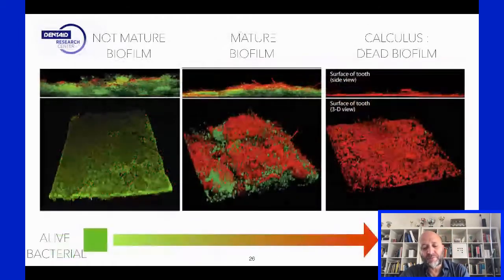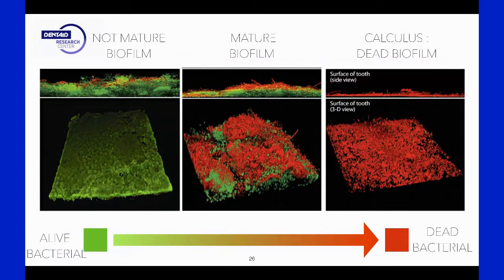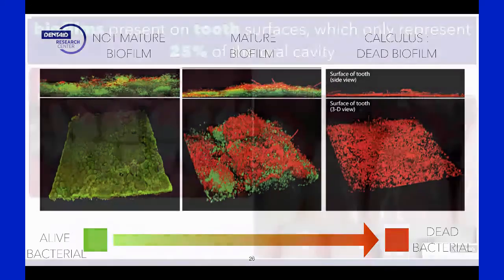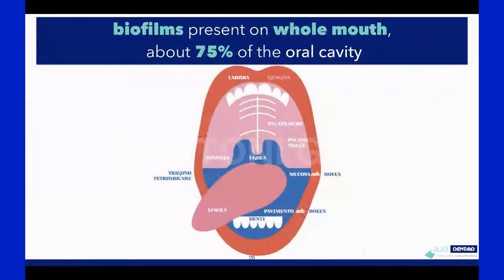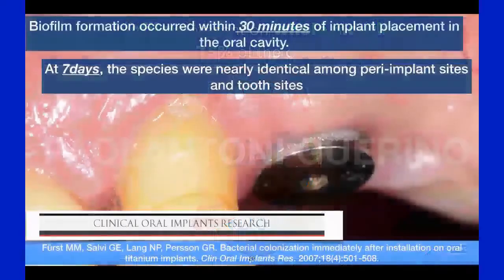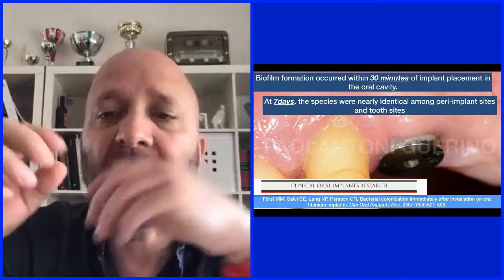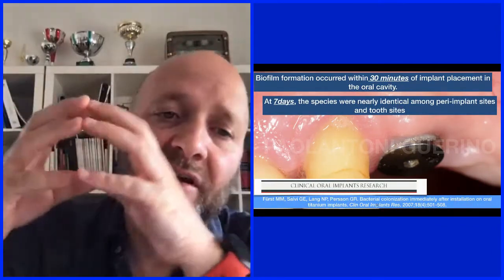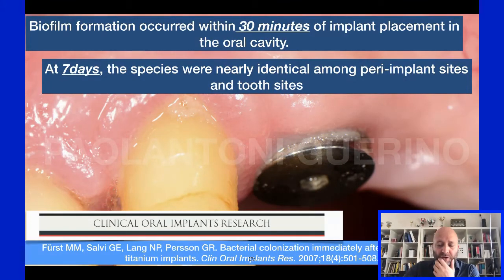This summarizes the relationship between the type or kind of bacteria and their organization over time. Starting from the whole thickness with the alive bacteria, and then after 1 month you can find only the dead bacteria. Moreover, you know that the biofilm on the tooth surface is only 25% of the oral cavity, and the biofilm on the mucosa represents about 75% of the oral cavity. At the same time, we know that biofilm formation occurs in 30 minutes when you insert an implant, and after 7 days, we can have the same biofilm over the implant as we can find on the root of the tooth.